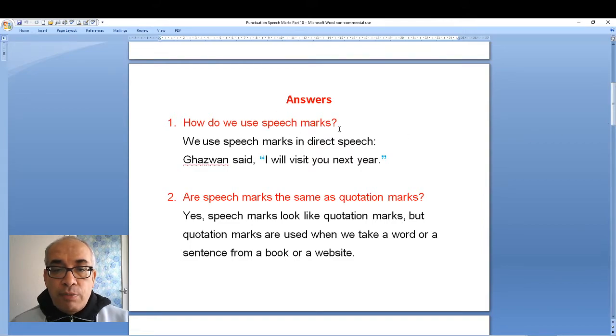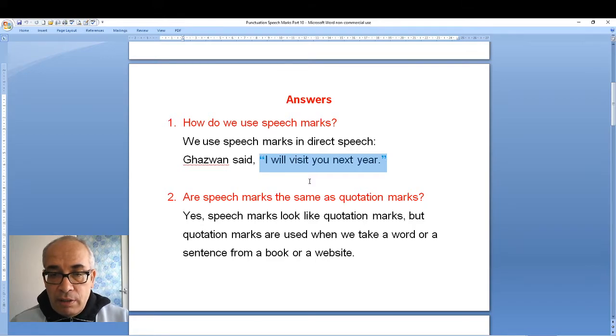How do we use speech marks? We use speech marks in direct speech. Ghazwan said, Ghazwan is the name of a man. Ghazwan said, "I will visit you next year." This sentence is what? Direct speech. Why is it direct speech? Because number 1, Ghazwan said this sentence.